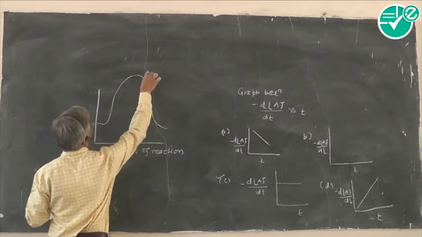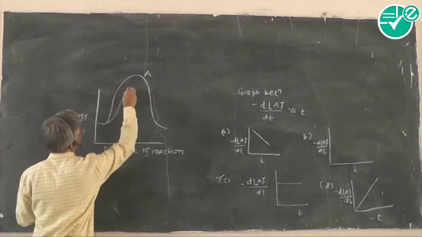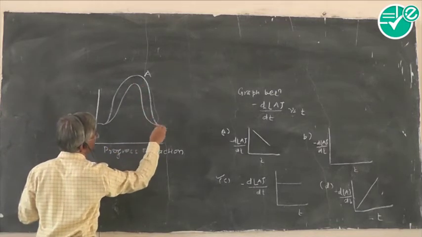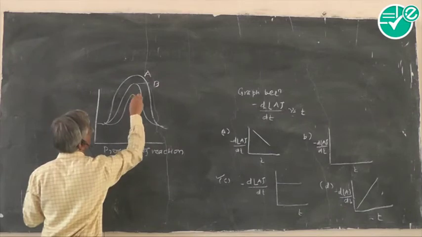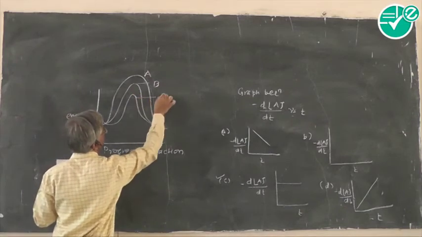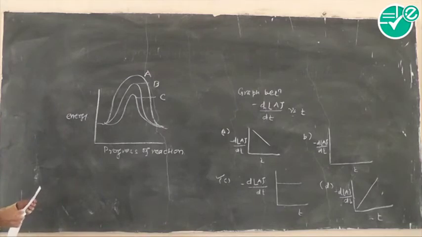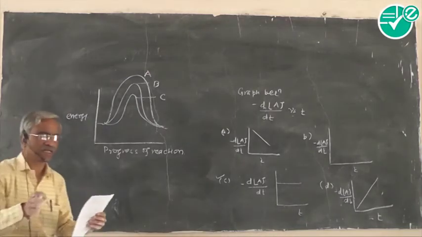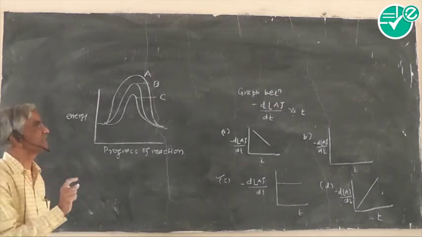This is A, then the same graph with this is B, the same graph, and this is C. And what they are saying is to make the order of it, and in these steps of B and C they are using the catalyst.